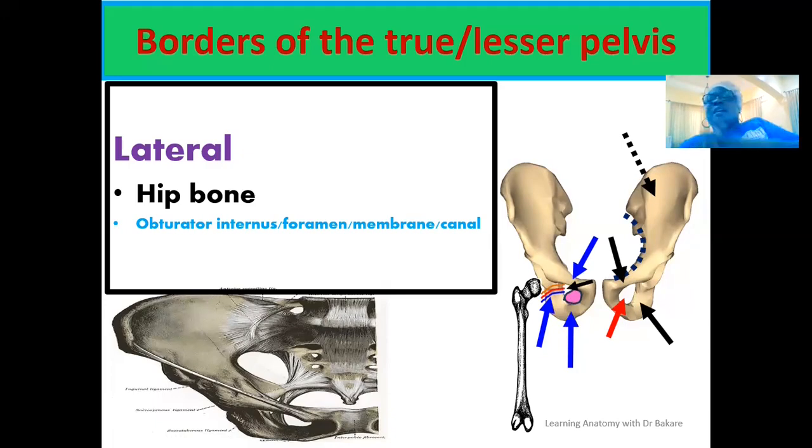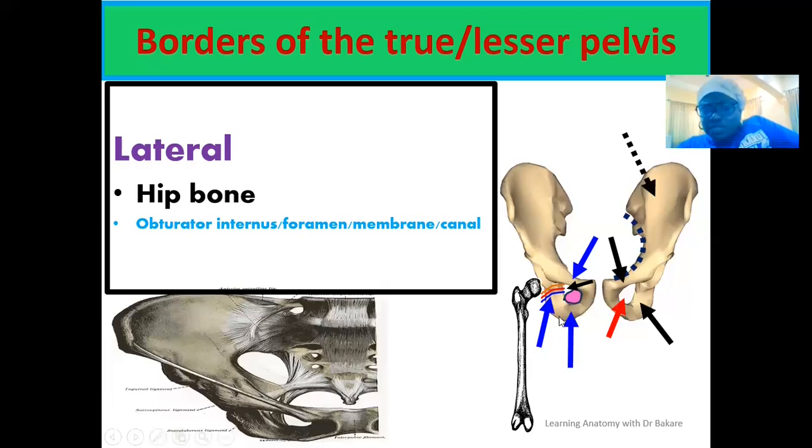We also have the obturator internus muscle. So let's see how the obturator internus muscle emerges. From the posterior wall or the posterior border of the obturator membrane and also the posterior border of the obturator foramen.